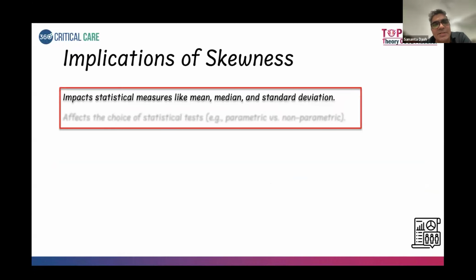Implications. Statistical measures like mean, median, mode, and standard deviation are impacted by skewness because they are not equal, unlike in normally distributed data. They are not equal if the data is skewed, and this affects the choice of statistical test. If it is not normally distributed, as Srihari was saying, if the data is not parametric, then the choice of test will be different. You have to do other tests for the data evaluation.